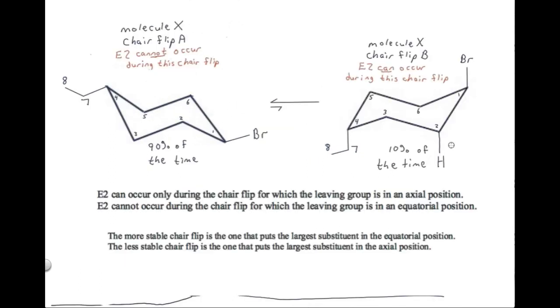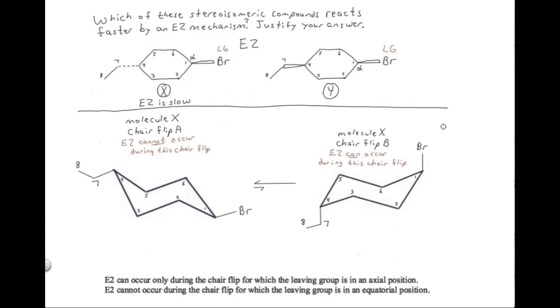On the other hand, clearly when the leaving group is in an axial position, it can be anti to the beta hydrogen. While the leaving group is in this axial position, it can clearly be anti to this beta hydrogen. These are clearly now pointing at 180 degrees from each other. The bromine is pointing straight up, and the beta hydrogen is pointing straight down, anti-conformation. We know now that E2 will be faster for molecule Y than for molecule X.